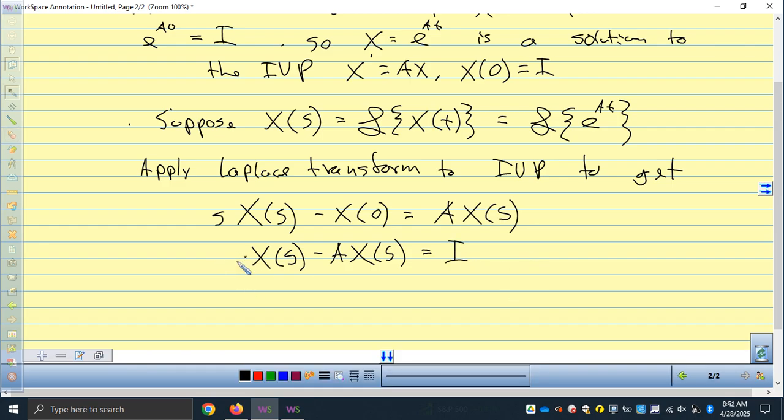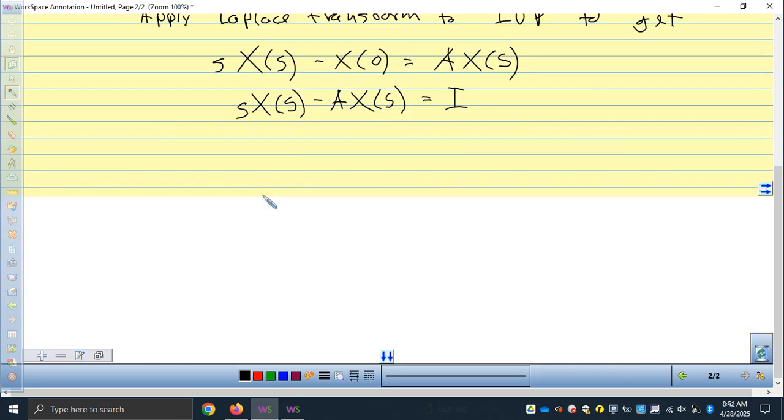And I'm going to rewrite this sX(s) minus AX(s) as a matrix equation. So I'm going to say this is sI minus A times X(s), and that equals the identity matrix.